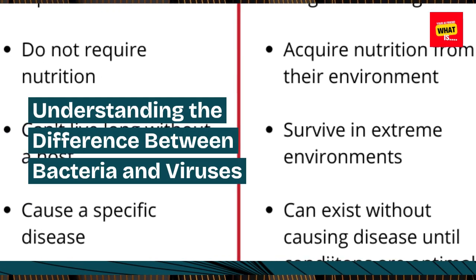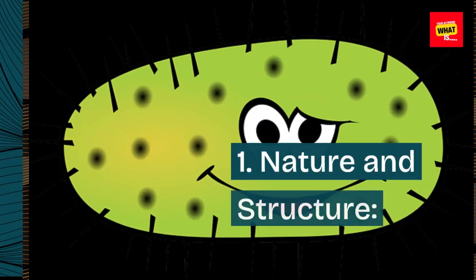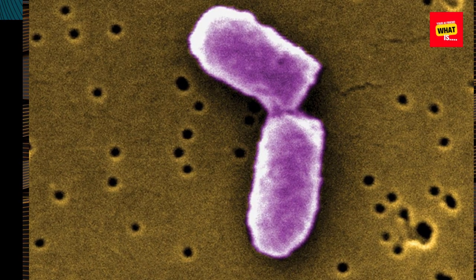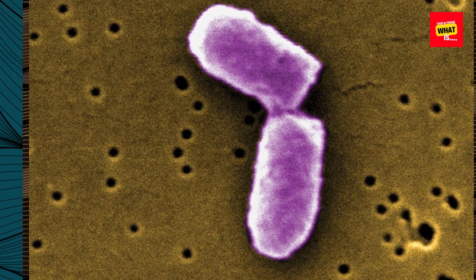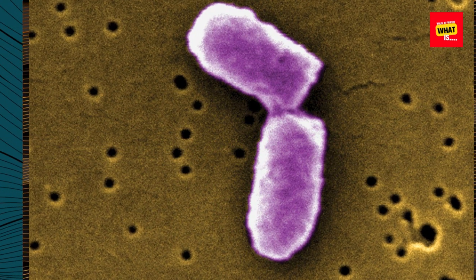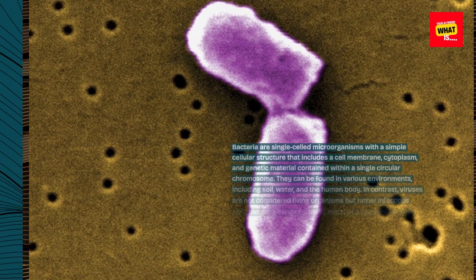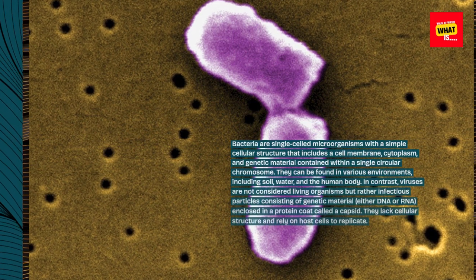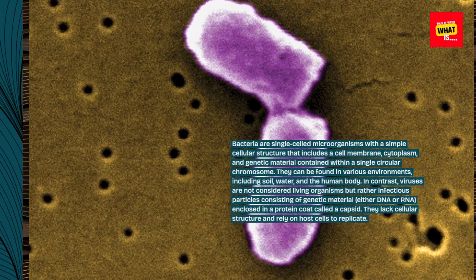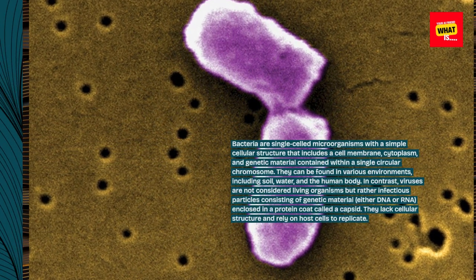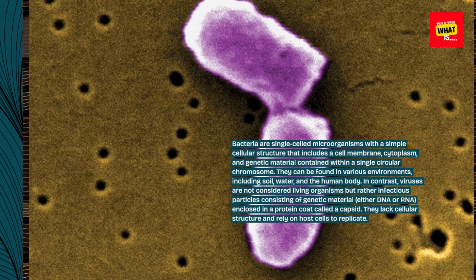Understanding the difference between bacteria and viruses. 1. Nature and structure. Bacteria are single-celled microorganisms with a simple cellular structure that includes a cell membrane, cytoplasm, and genetic material contained within a single circular chromosome. They can be found in various environments, including soil, water, and the human body.